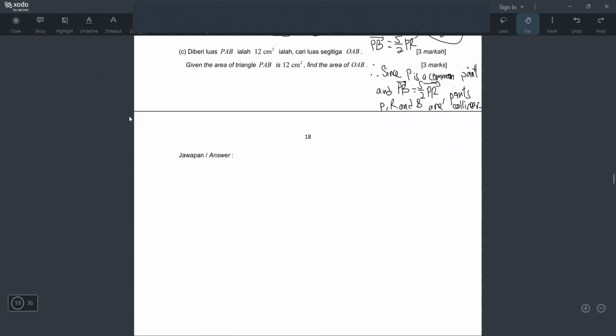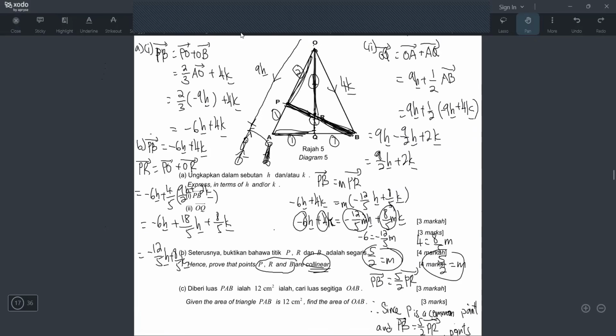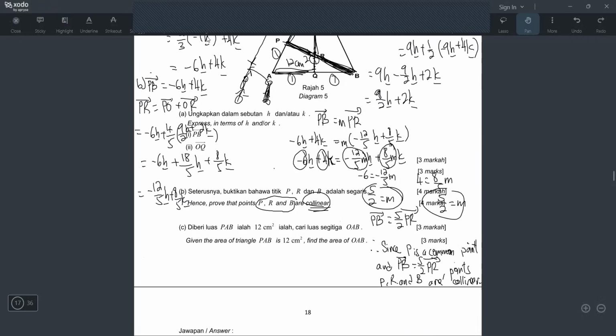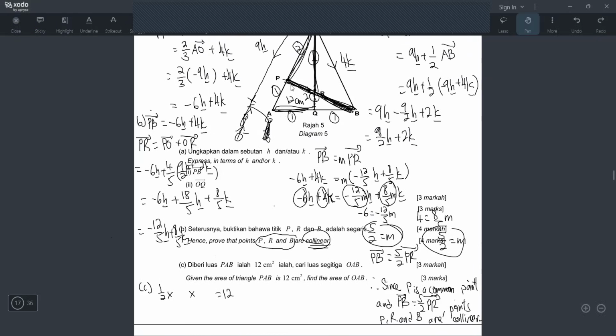Given the area of triangle PAB is 12, let's go and label PAB. Where is it? PAB is this one, right? So the area of this thing is 12 cm square, right? And then they want to find the area of OAB, which is the big one, right? Okay, for this type of area question, I will write here, see. So the area of PAB is 12. It means 1/2 times base times height is 12, right? But the problem here is which one I want to take as my base.